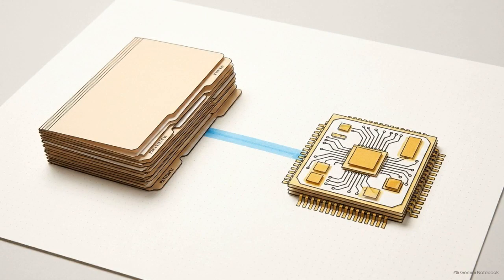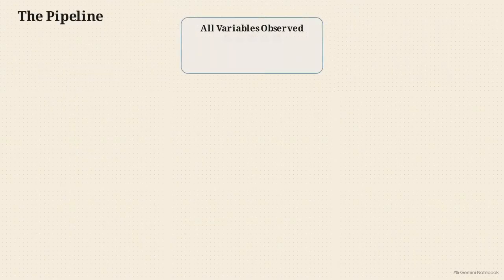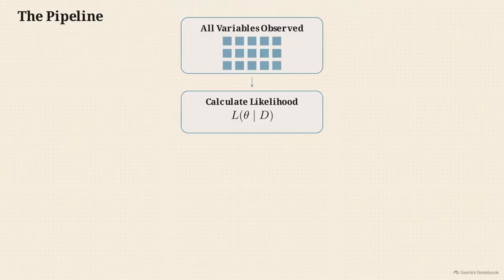When an algorithm is provided with a perfectly observed dataset like this, the process of teaching it becomes mathematically straightforward. Because every relevant symptom and diagnosis is visible in our patient records, establishing the relationship between them is a direct path. This flowchart shows the pipeline. When all variables are observed, the algorithm can calculate the likelihood of a disease directly from those visible facts. This allows the model to use maximum likelihood estimation.